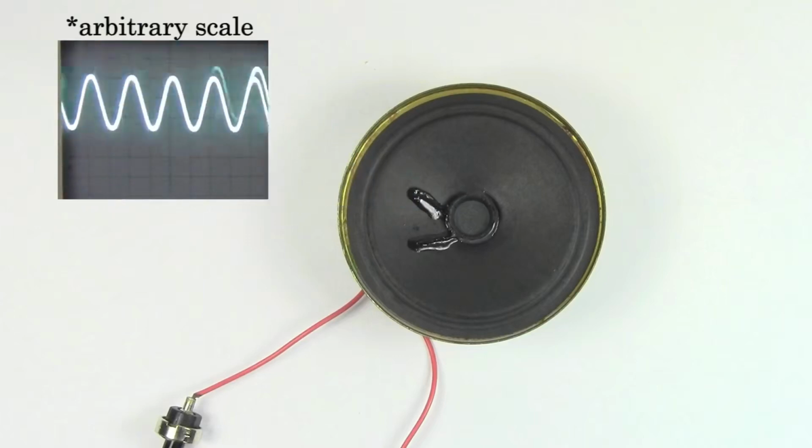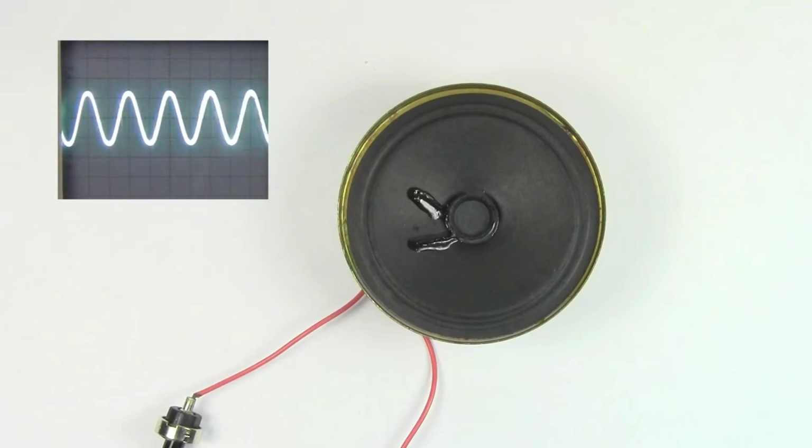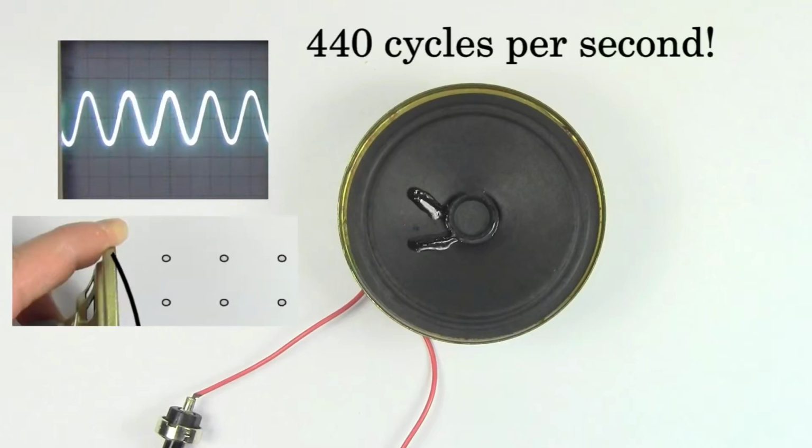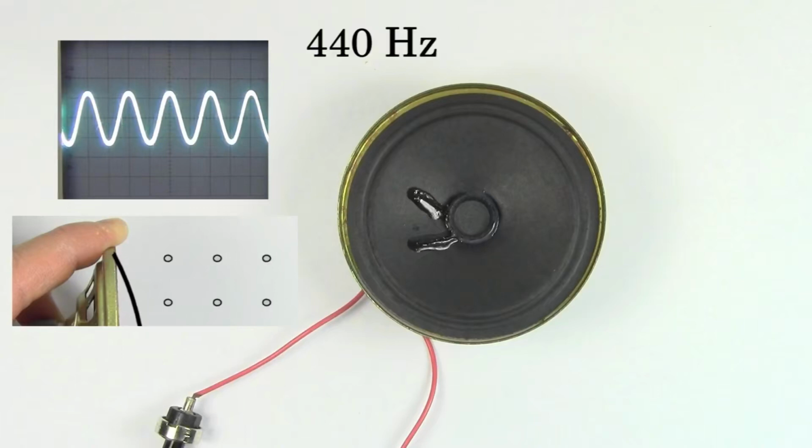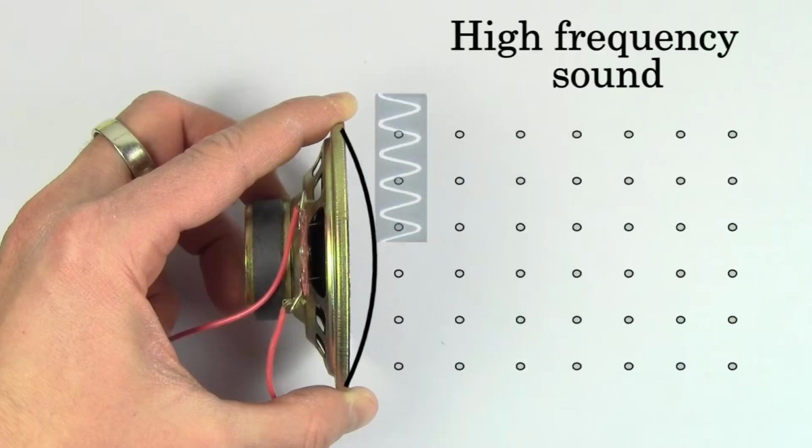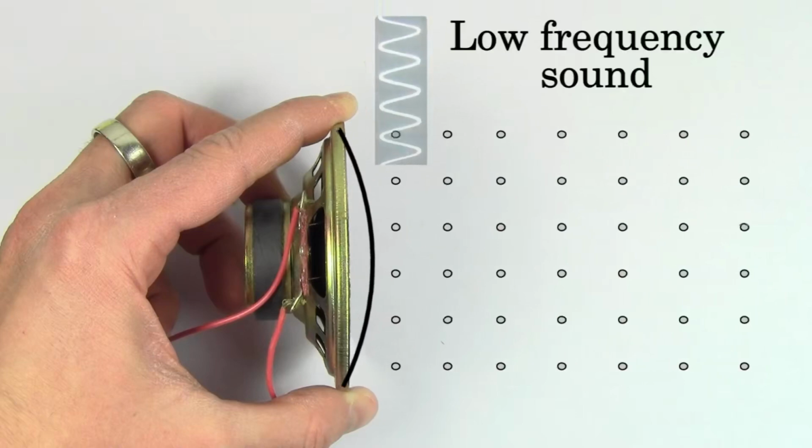For instance, this note, which is an A note, is causing air to oscillate back and forth 440 times per second, so the frequency of this A note is 440 hertz. Higher notes have higher frequencies, and lower notes have lower frequencies.